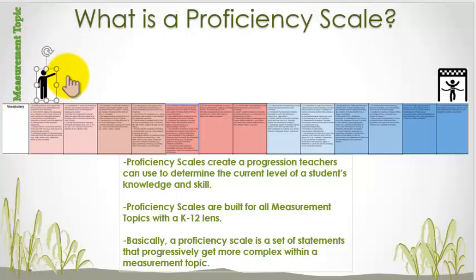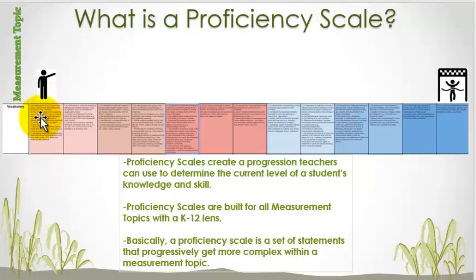So how does that play? How do all these things work together? That's what we're discussing right now. Proficiency scales are built for all measurement topics. We're going to have a proficiency scale for vocabulary, and it could be broken up even more. That's still being built. So they are built for this.